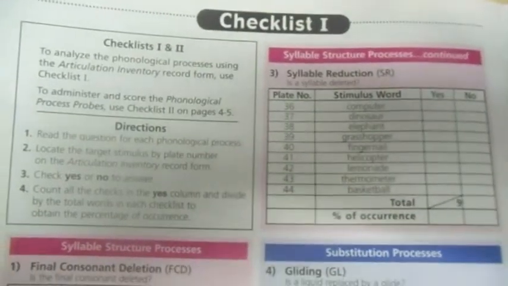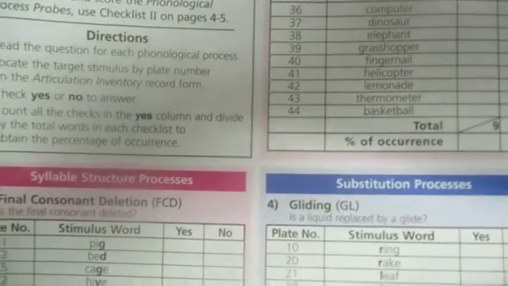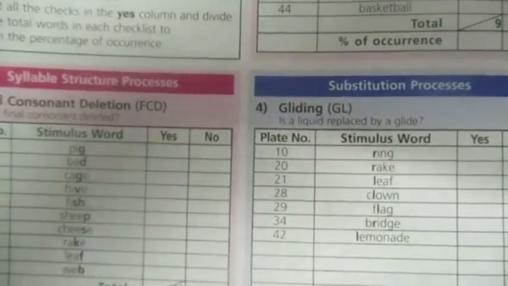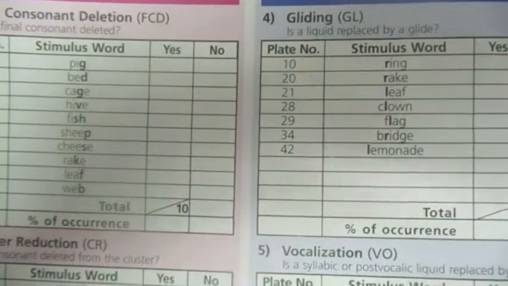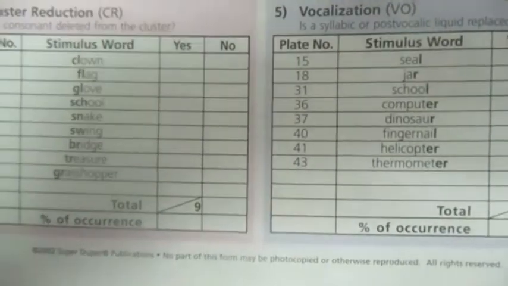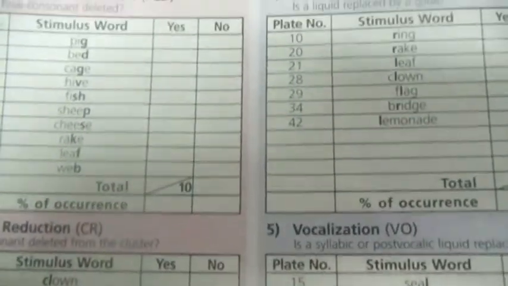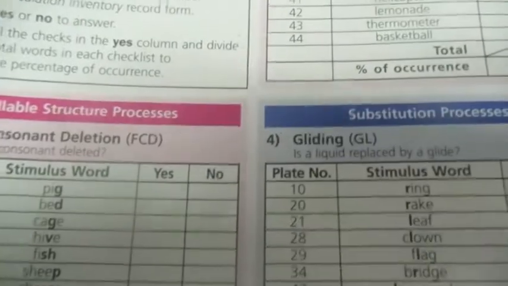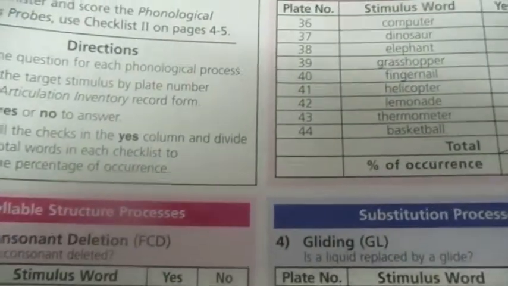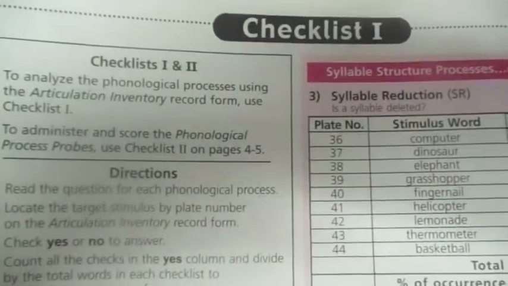Checklist 1 includes different boxes for each phonological process. Within each box are yes and no questions that are answered by referring back to the target words identified from the articulation inventory. For each phonological process box, all the questions answered yes are counted and divided by the total number of words in each checklist. By doing this, the percentage of occurrence is obtained.